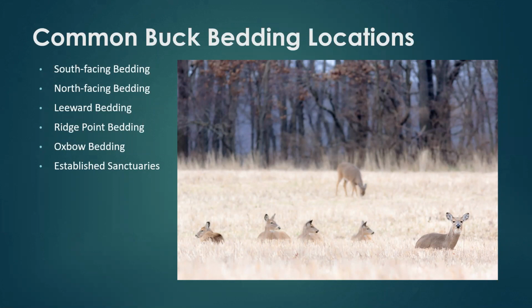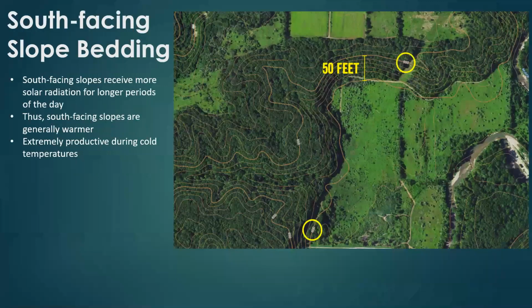But we'll first start off with south-facing slope bedding. So Curtis kind of briefly discussed this, but the whole idea of focusing on these south-facing slopes is that they experience more solar radiation for longer periods of the day. And so what does that mean? That means that they're generally going to be warmer, and that also impacts the vegetation communities that are there. Again, they're constantly drier soils, just because they're going to receive more warmth throughout the day. And so that really impacts how wildlife use these slopes.